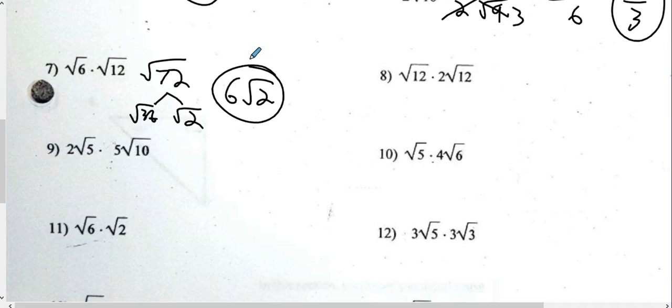This one's not as scary as it looks because you're going to do inside times inside, and a radical times itself is just the number. So this ends up being just 2 times 12, 24.